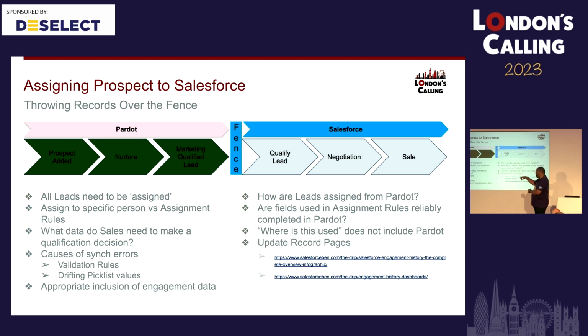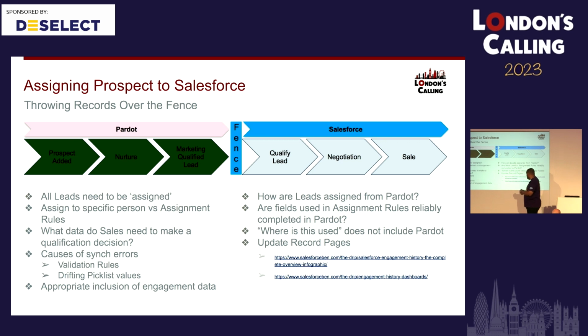So if a field is being used in Pardot, add it to the description. Stick it in your documentation so that when you make changes, like adding a validation rule, or you go, I'll just change this picklist value, you tell your Pardot admin, I'm changing this picklist value, you need to change it as well, right? Because otherwise the values will drift, and you'll be wondering why you're not getting any leads coming through.